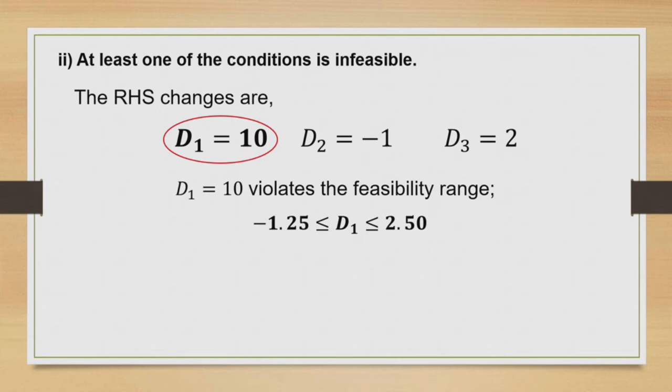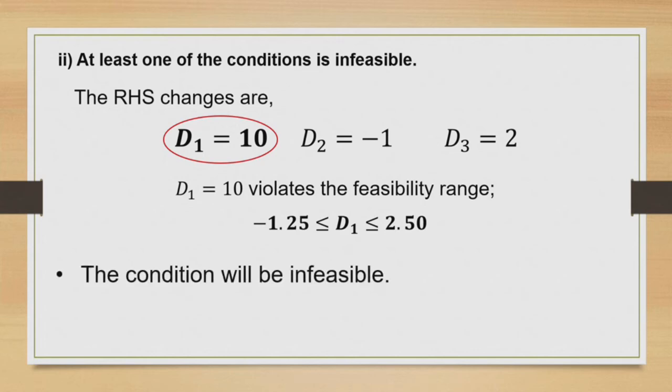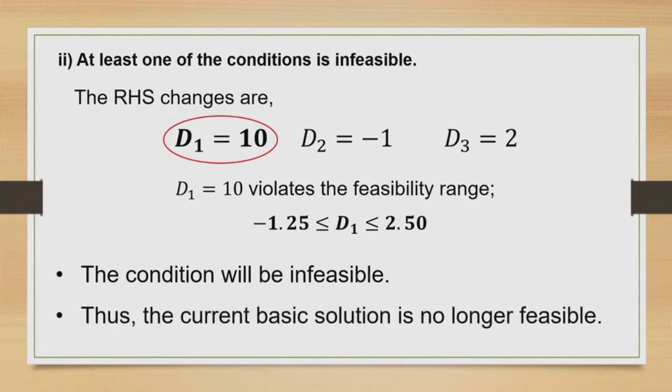As we know, a solution will no longer be feasible if the change is not within the individual range. So, the condition for this problem will be infeasible. Thus, the current basic solution is no longer feasible. That's all for this part. Thank you.